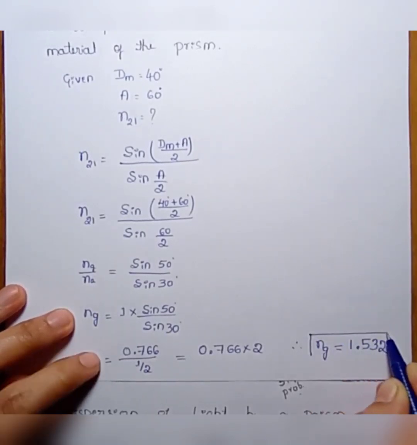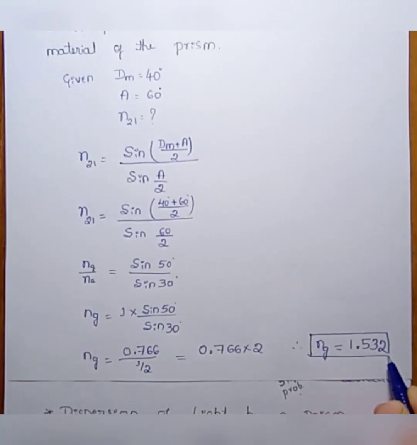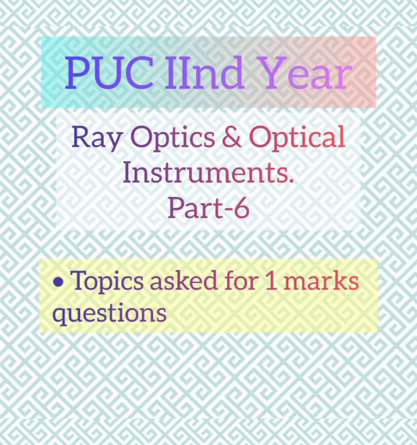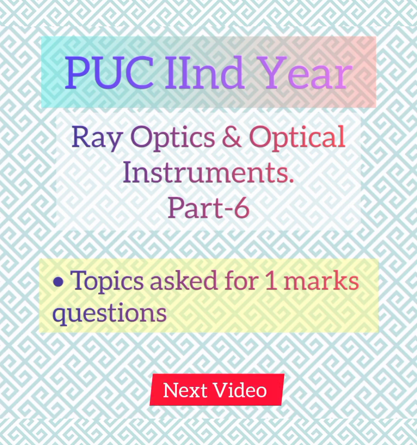That is the refractive index of the material of the prism, which completes the fifth part of the topic ray optics and optical instruments.